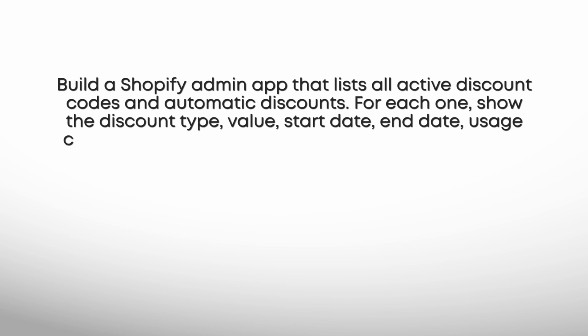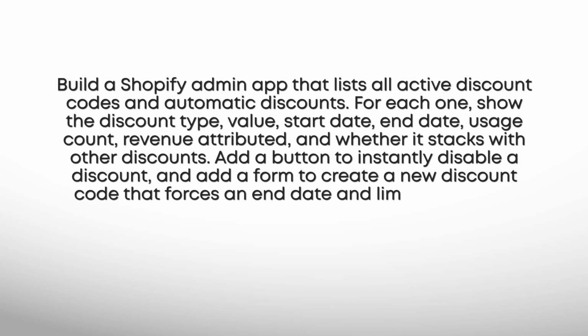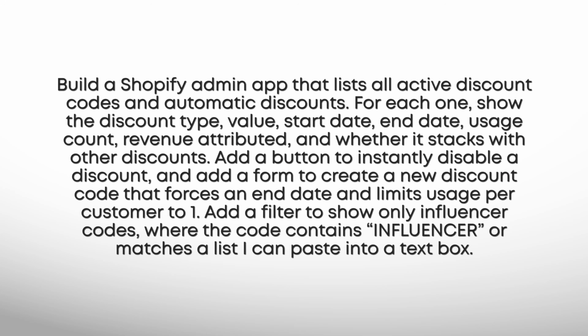So we can build a tool that can organize our discounts a little bit better, right? And the prompt could be something like this, where it builds a Shopify admin app that lists all of our active discount codes and automatic discounts. And for each one, show the discount type, the value, the start date, the end date, usage counts, the revenue attributed, and where it stacks with other discounts.